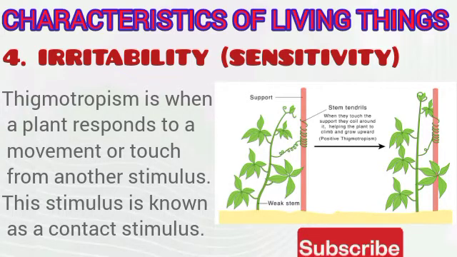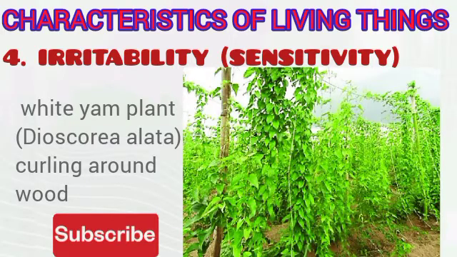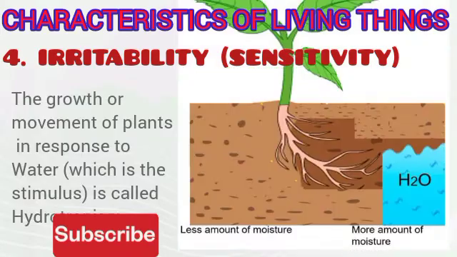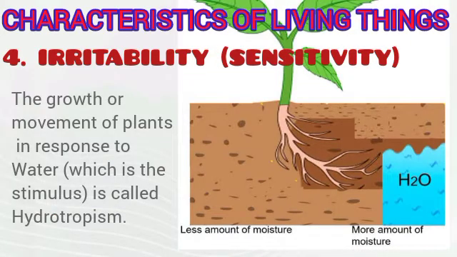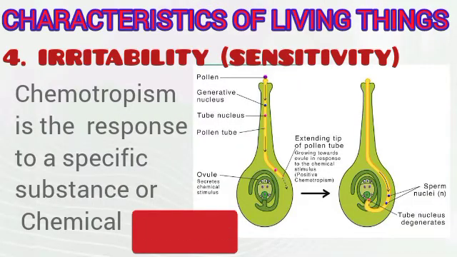As you can see in some plants, once they touch a particular stick or wood, they coil around it. This is actually a response to the stimulus of touch. Plant response towards water is called hydrotropism. As you can see, the root is moving towards the stimulus of water and is positively hydrotropic. The response of a plant towards chemicals is called chemotropism.